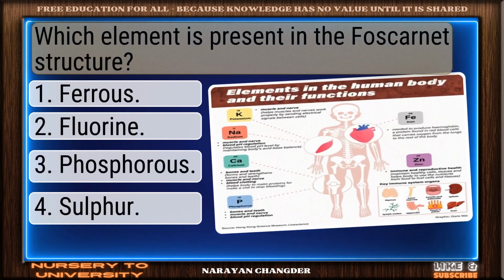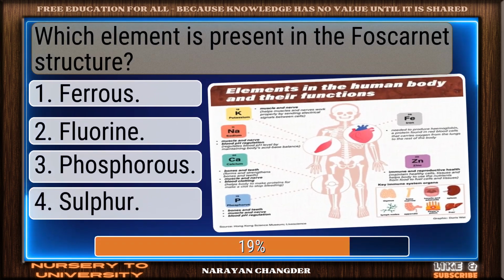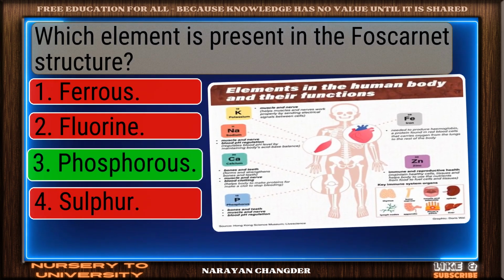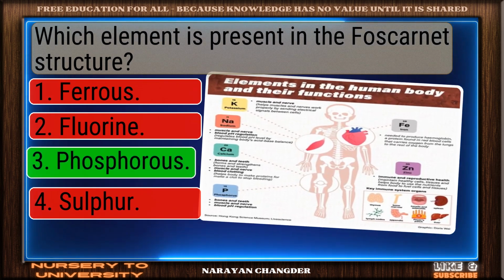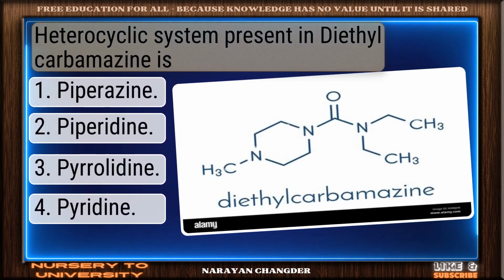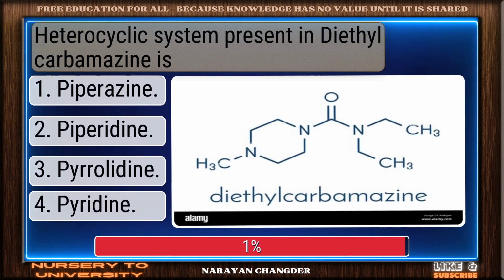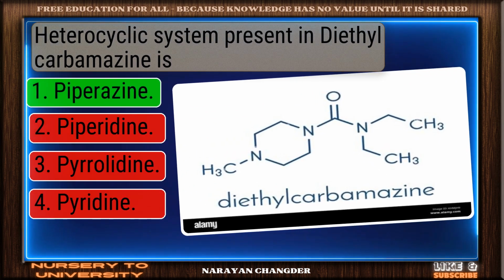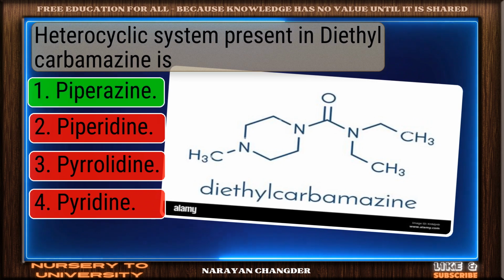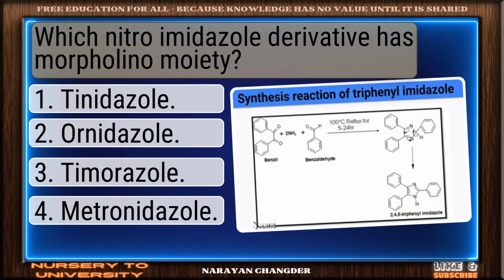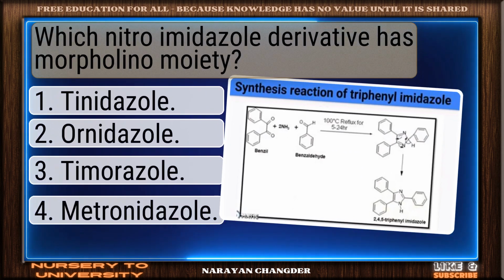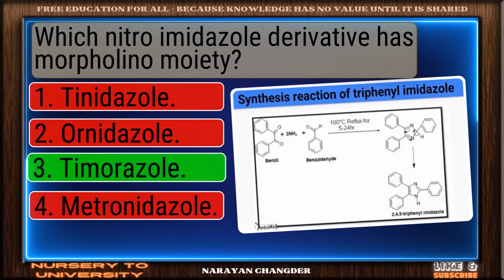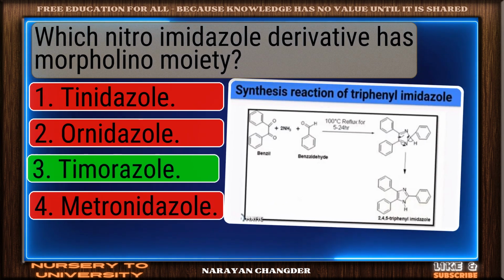Which element is present in the foscarnet structure? Excellent choice. Phosphorus is the right answer. Heterocyclic system present in diethylcarbamazine is? Excellent. Piperazine is a brilliant choice. Which nitroimidazole derivative has morpholino moiety? Valid point. Timorazole is true.